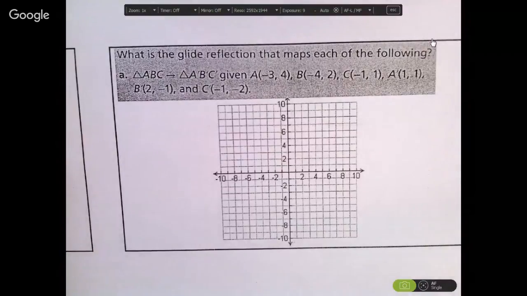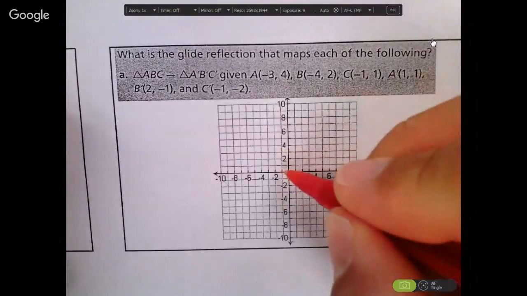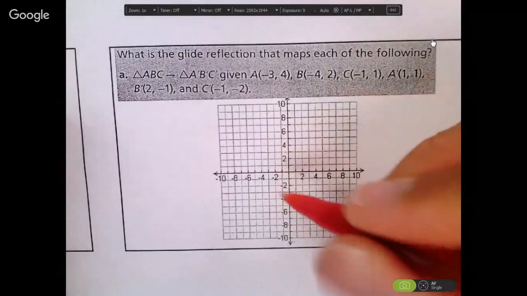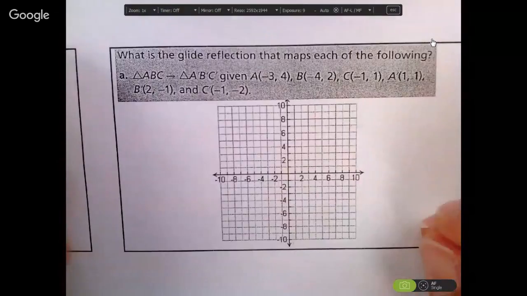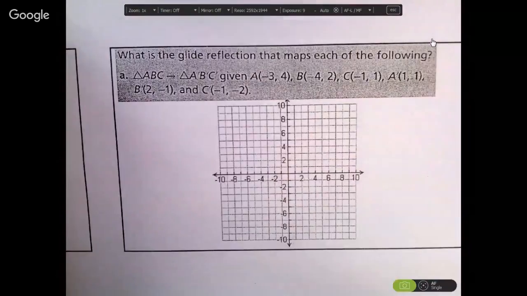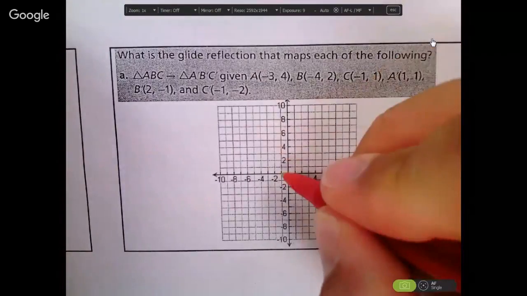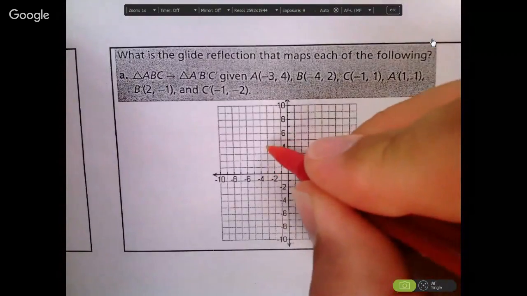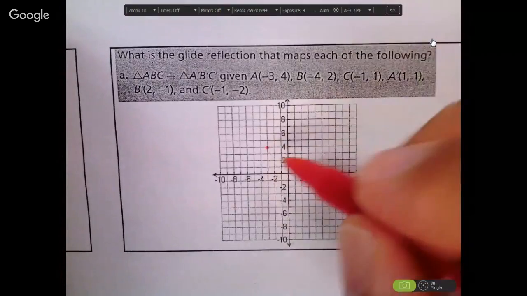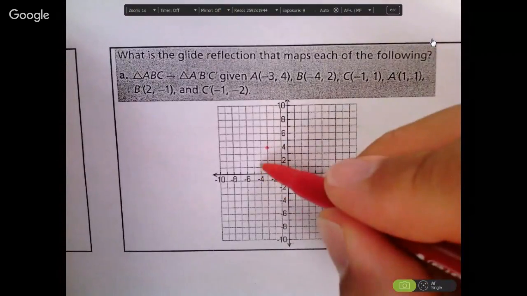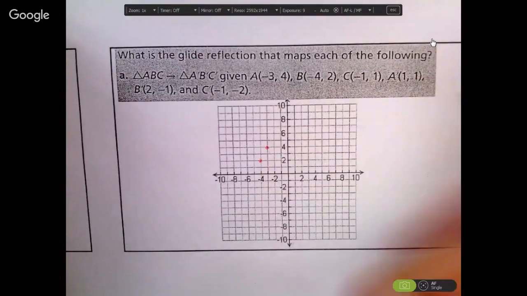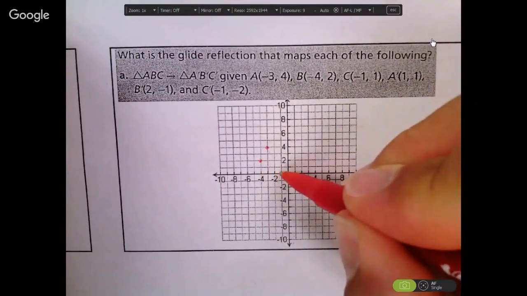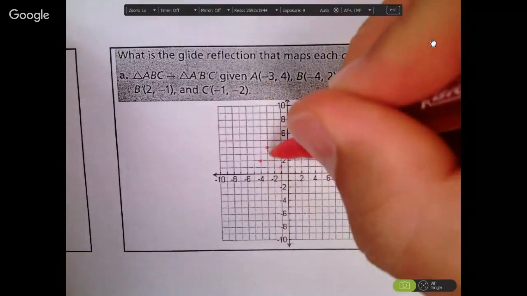Okay, so what's next? All right, so next one here, we've got to plot these points. It's a triangle, so we have 3 points to plot. I did get you some regular graph paper, by the way, so you probably want to take a couple pieces of that for homework. -3, +4, -4, +2, and -1, +1. So there's my starting triangle.